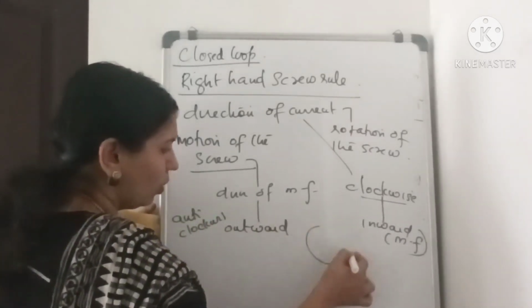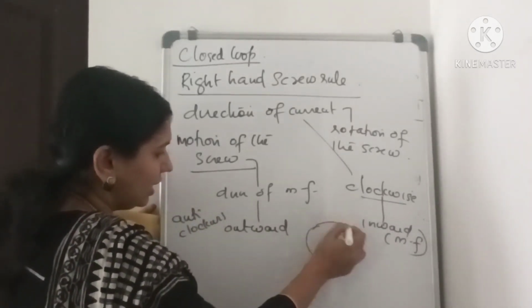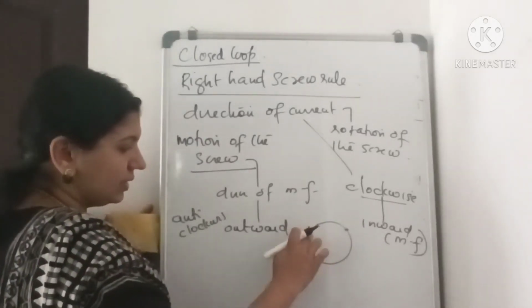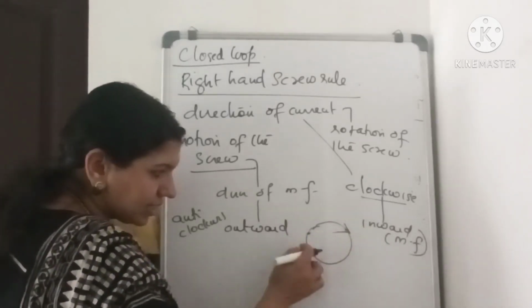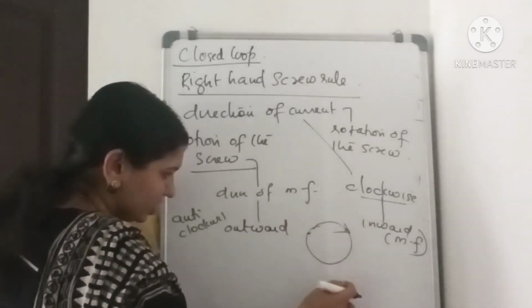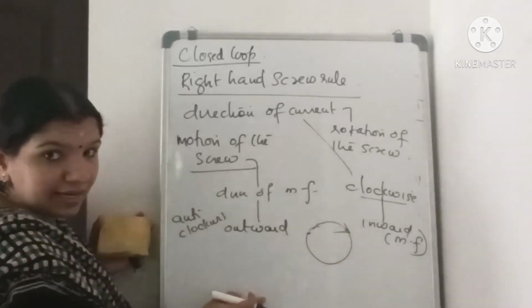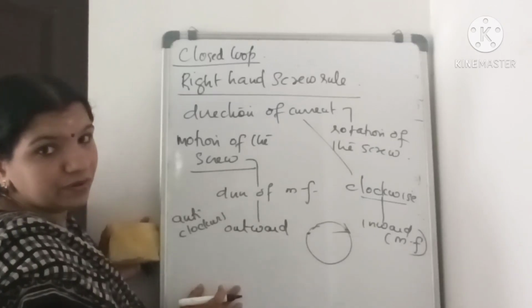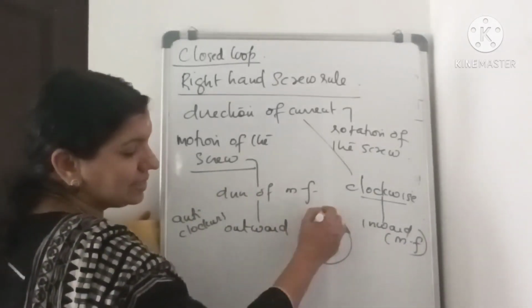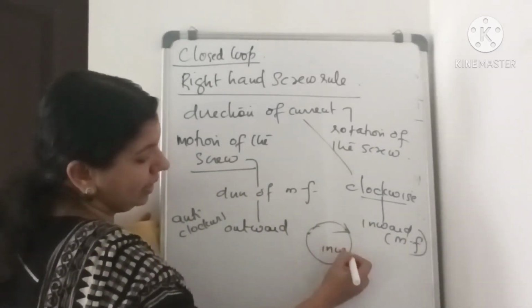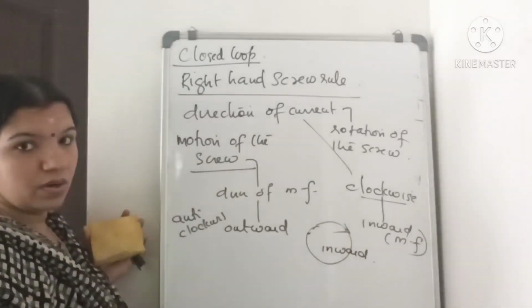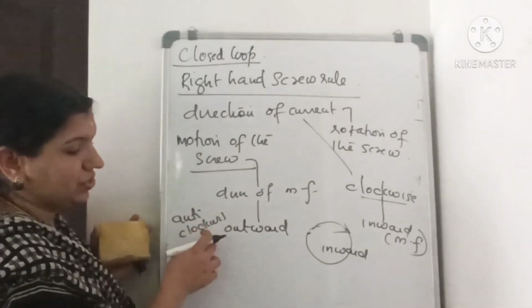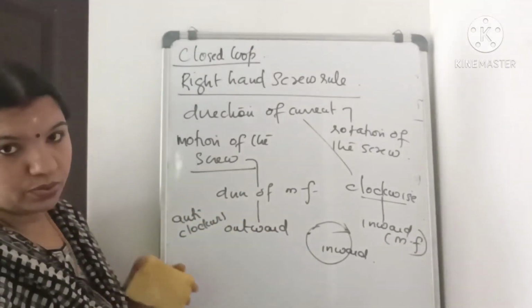So direction of magnetic field will be outward when the direction of current is anti-clockwise. So if this is a loop, either the direction can be in this way or in this way. If in this direction, we will call it clockwise. So for a closed loop having current in the clockwise direction, what about the magnetic field? Yes, the magnetic field is inward. Clear? Okay. Now second, in the anti-clockwise direction, the magnetic field is outward.